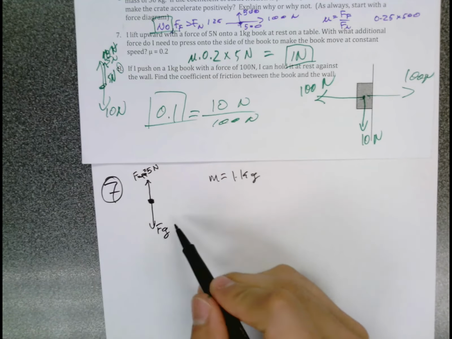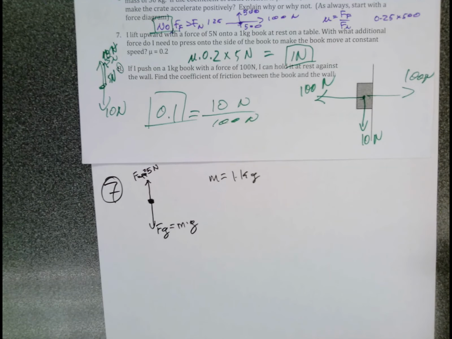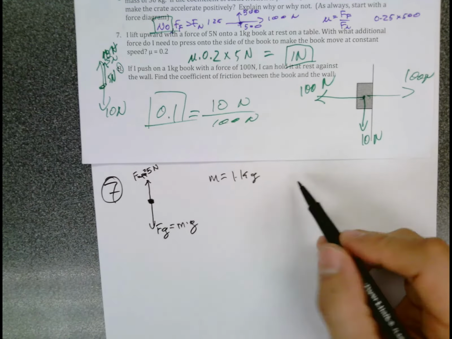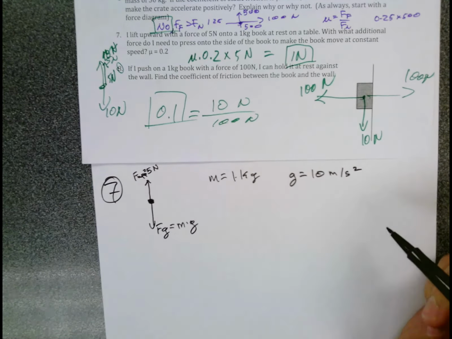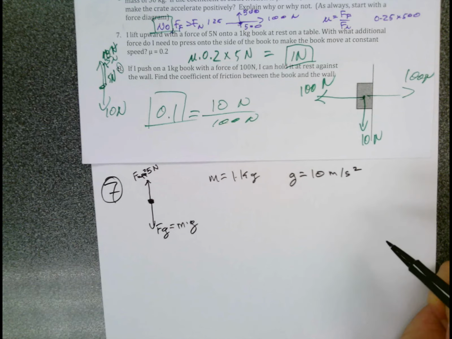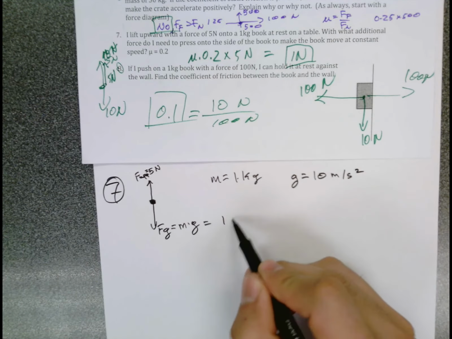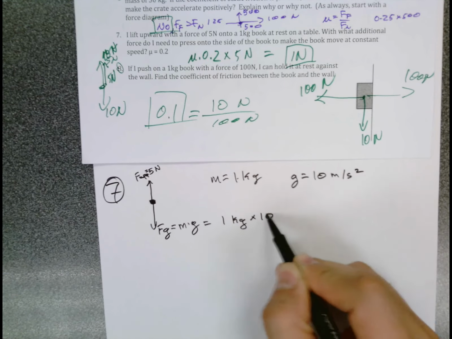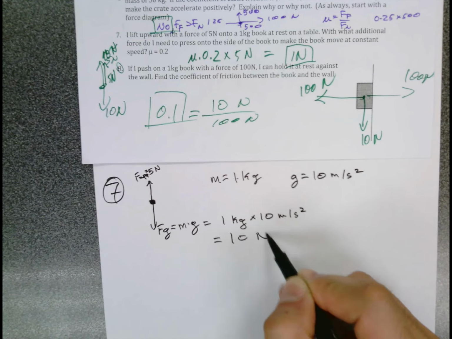From your equation sheet, you know that force of gravity is equal to mass times the acceleration due to gravity. We know g is equal to 10 meters per second squared. That's the acceleration due to gravity, rounded from 9.81. And if we plug that in, Fg is equal to 1 kilogram times 10 meters per second squared, which gives us a force of 10 newtons.